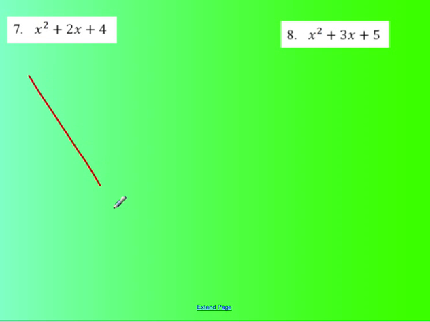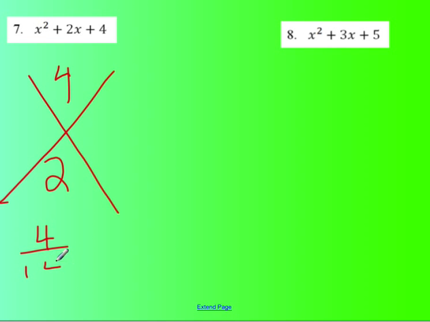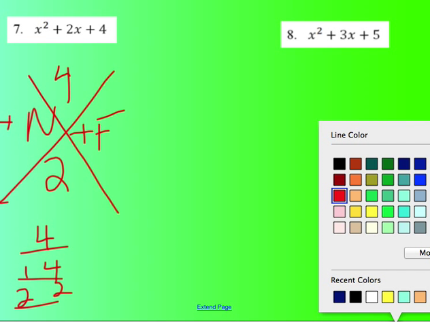So we're multiplying to 4 and adding to 2. Well, let's take a look at the things that multiply to 4. 1 and 4, 2 and 2. Positive product, positive sum, both my signs need to be positive. There's no way that either of those two are going to add to 2. It's just not possible. So this right here is not factorable.